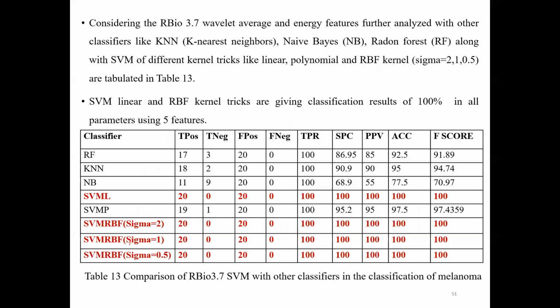Now, considering the reverse biorthogonal 3.7 wavelet average and energy features, further analyzed with other classifiers like K nearest neighbor, naive Bayes, random forest, along with SVM of different kernel tricks like linear, polynomial, and RBF kernels with different sigma values, you may see this tabular form. SVM linear and RBF kernel tricks are giving classification results of 100% in all parameters using the 5 features. And you may observe that with SVML in all these cases, you got good classification results.